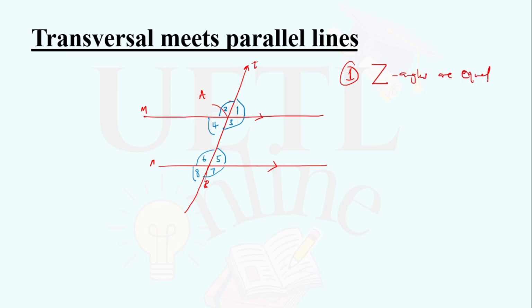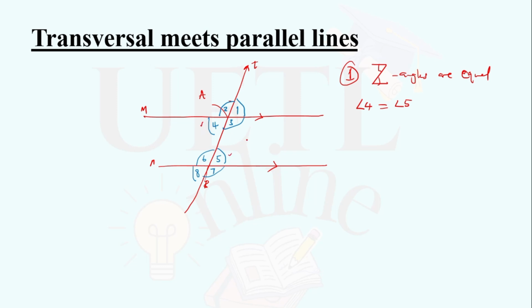That's the first law: the angles which form a Z are equal. Just visualize your Z, and you know that this angle and this angle should be equal. In this case we have angle 4. It forms a Z with angle 5, so angle 4 and angle 5 are equal.